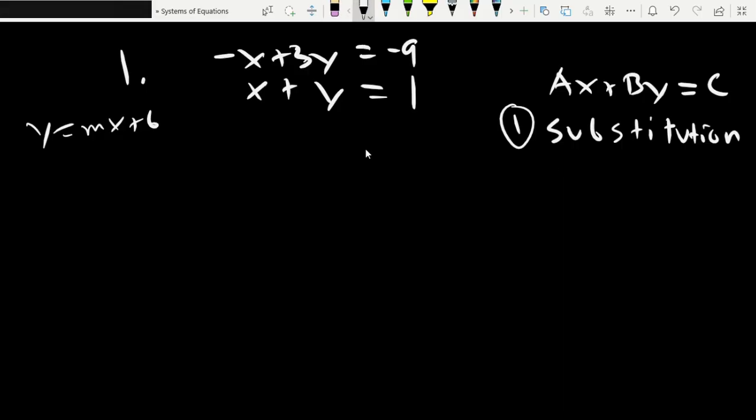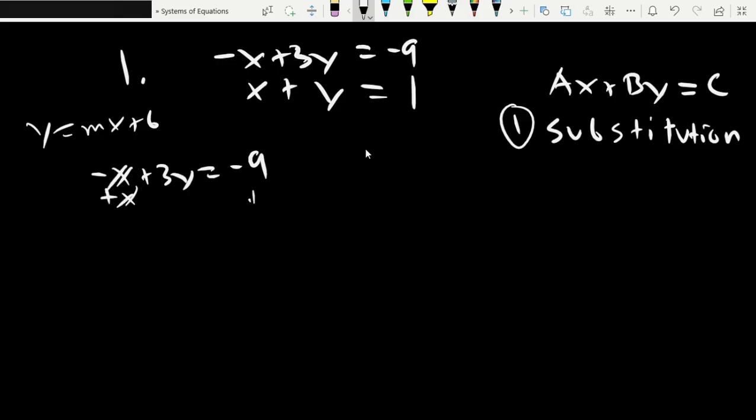Okay, so the first thing we need to do with substitution is convert these two into y equals mx plus b form. So how do we do that? Negative x plus 3y equals negative 9. So let's just write the equation out, and we just need to isolate the y because we're solving for the y basically, right?